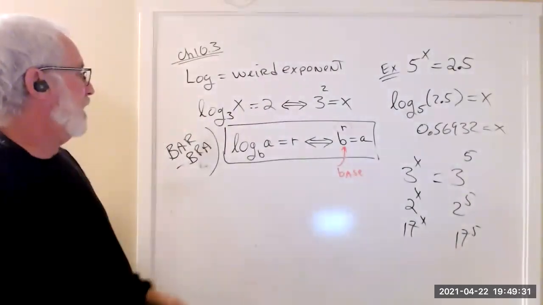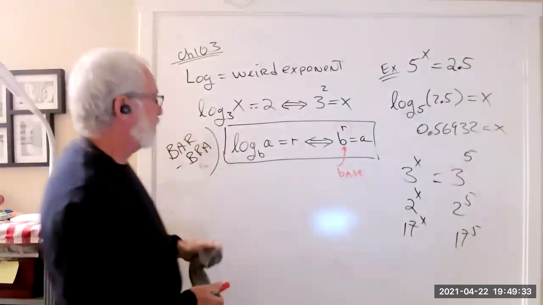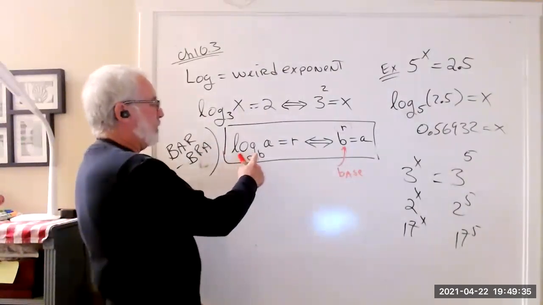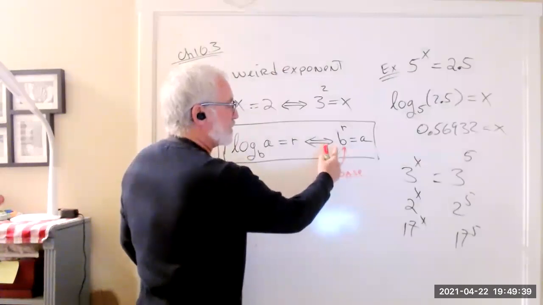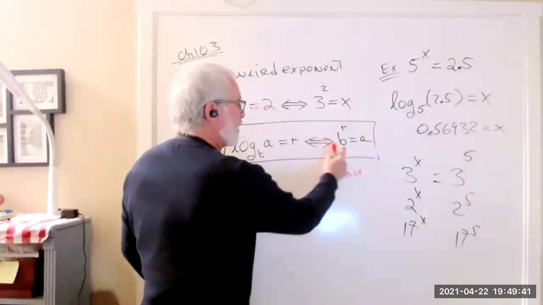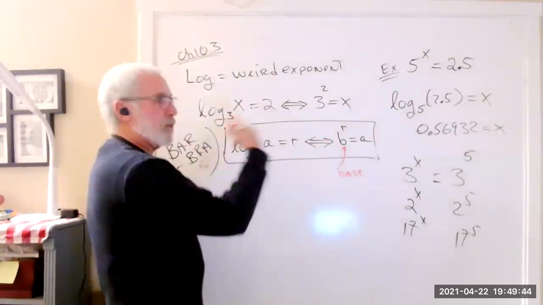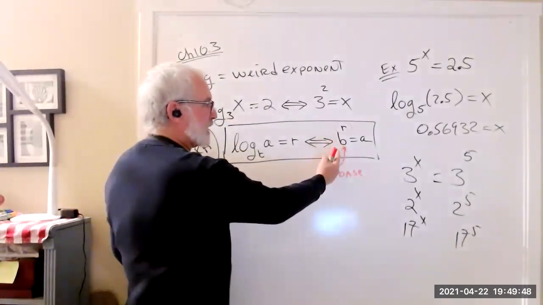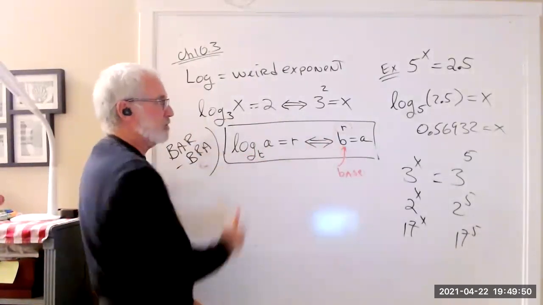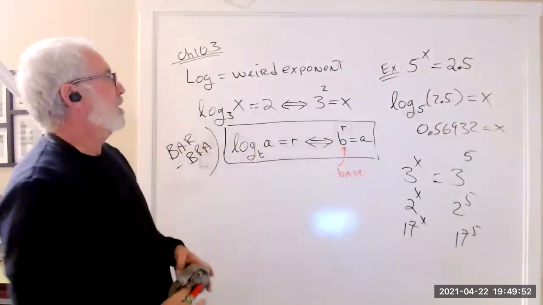And I did want to make this point very clear that the base of the logarithm is the same as the base of the exponent. So when you're converting from one to another, the base is the base, always. The base of the exponent becomes the base of the logarithm. That might help you.